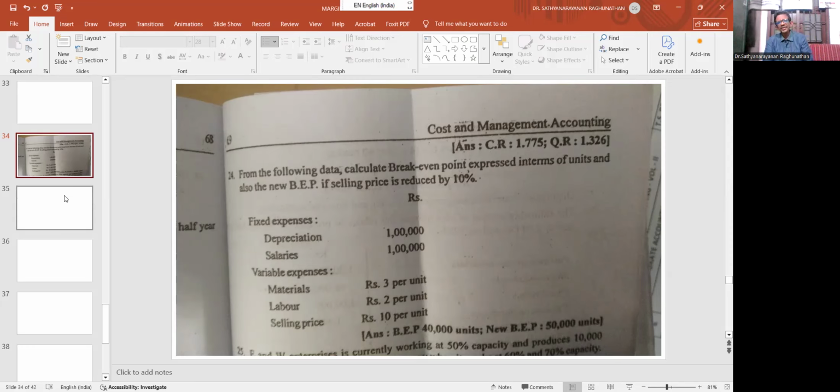So by considering this data, we are going to calculate the old break-even point in units as well as the new break-even point in units. What do you mean by new break-even point? The selling price is reduced by 10%, then on that basis, we have to calculate the new break-even point. Okay, fine.